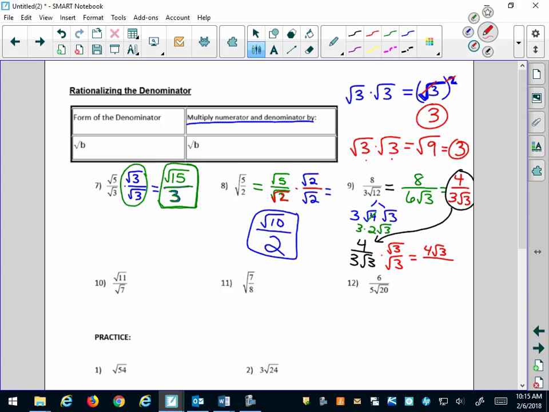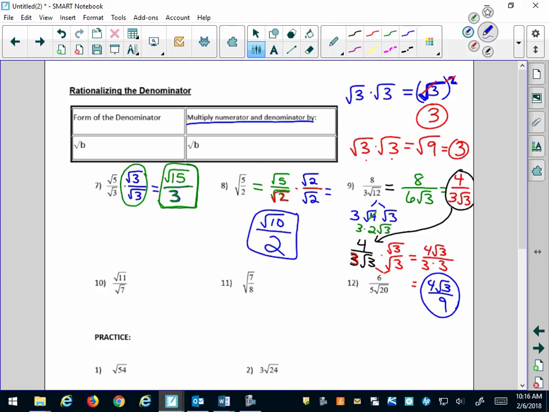On the bottom we have 3, that's this 3 out front, and then these two, radical 3 times radical 3, is just 3 again. So this one becomes, final answer, 4 root 3 over 9. That one had a lot more steps to it.